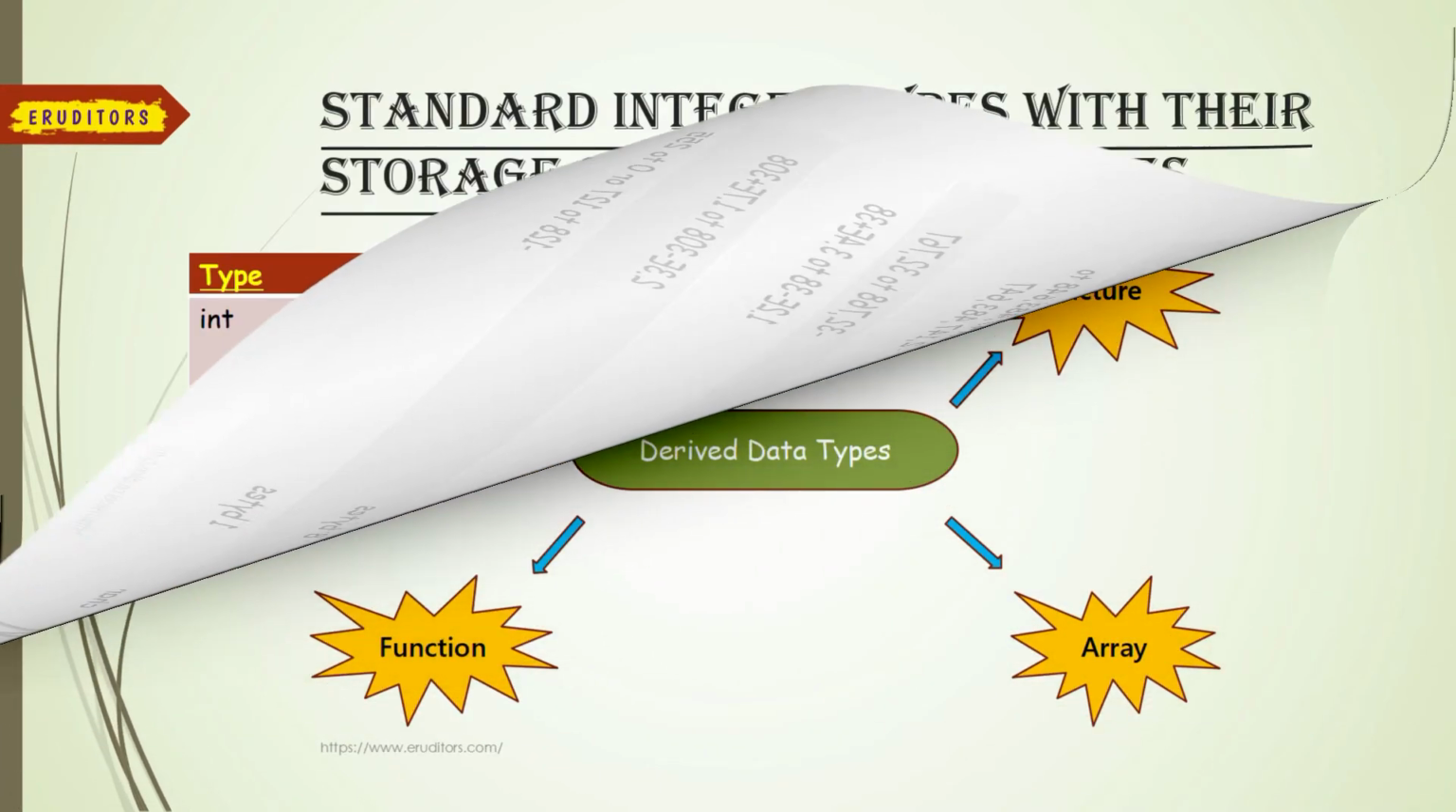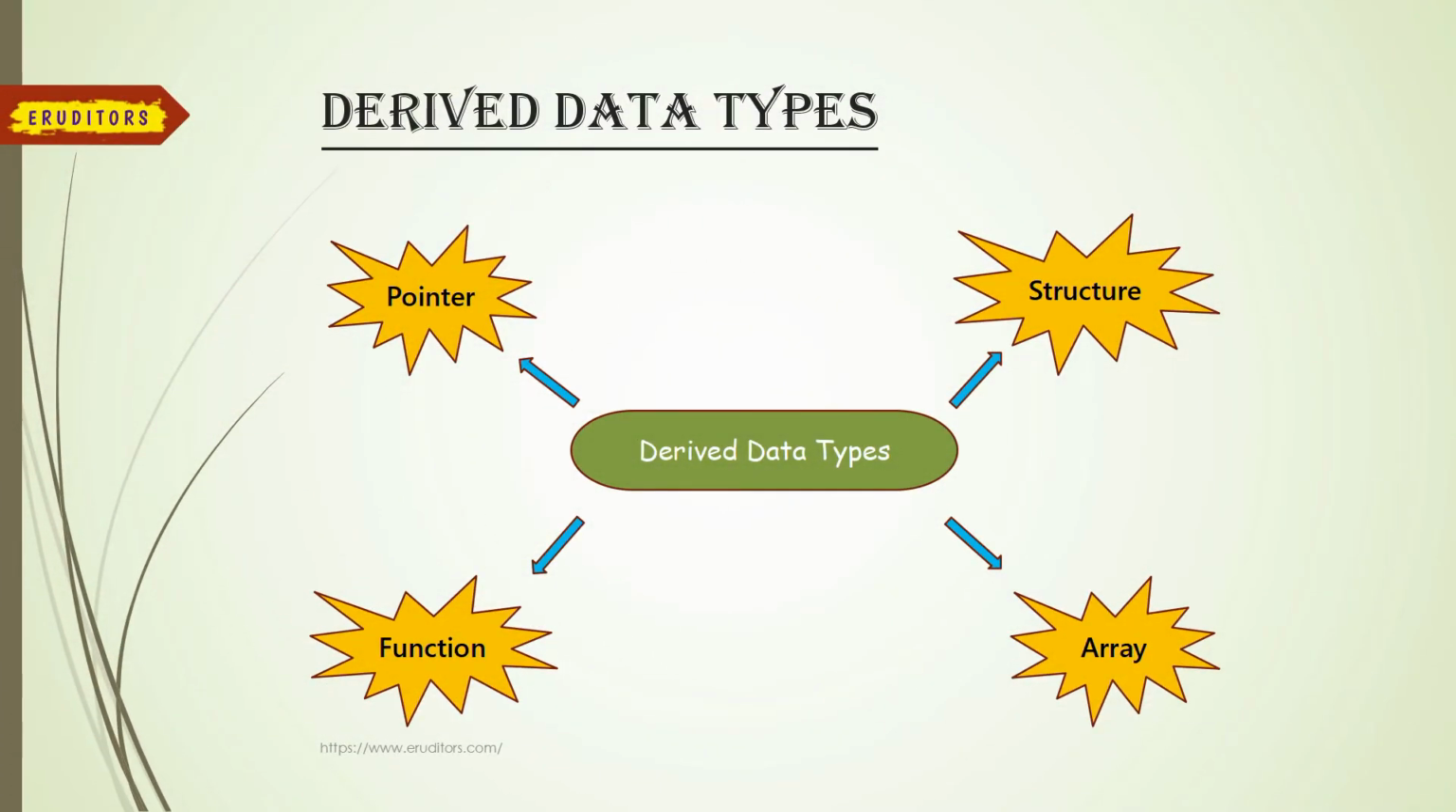Now, it's time to know what derived data types are. Derived data types are defined by the user itself, like defining a class in C++ or a structure. This includes arrays, structures, function, class, union, pointers, etc. We'll discuss array, pointer, function and structure in detail in our upcoming videos.